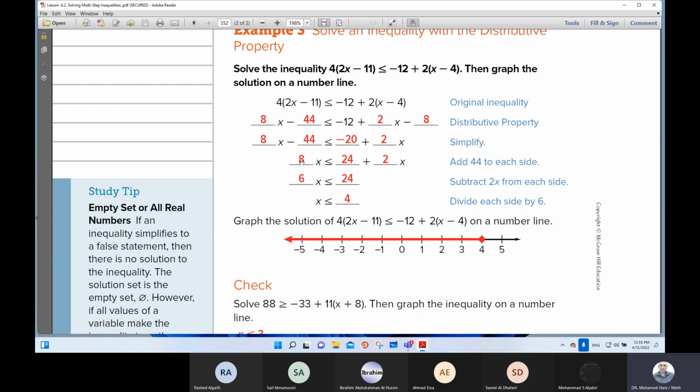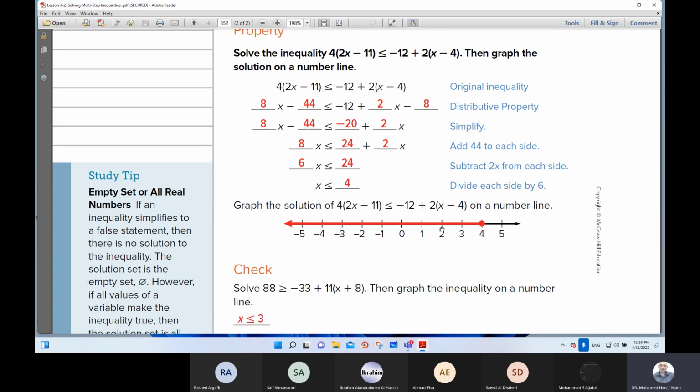So here we can write 8x less than or equal to. When you move 44 to the other side, it will be positive. 44 minus 20 will be 24. And when you move 2x to the first side, it will be negative. 8 minus 2 will be 6. To solve this inequality, divide the two sides by 6. 6x divided by 6 will be x, and 24 divided by 6 will be 4. So x less than or equal to 4.